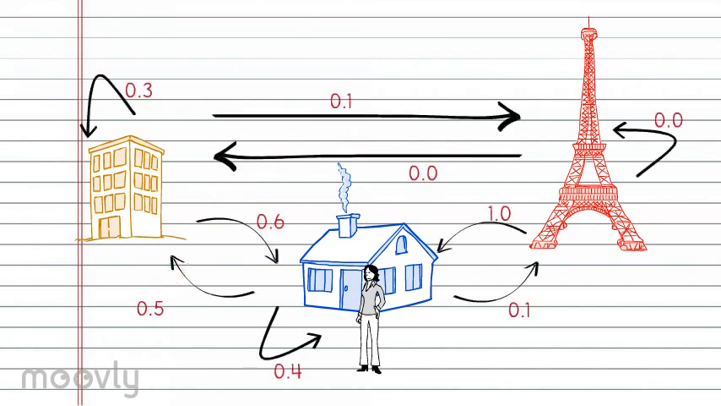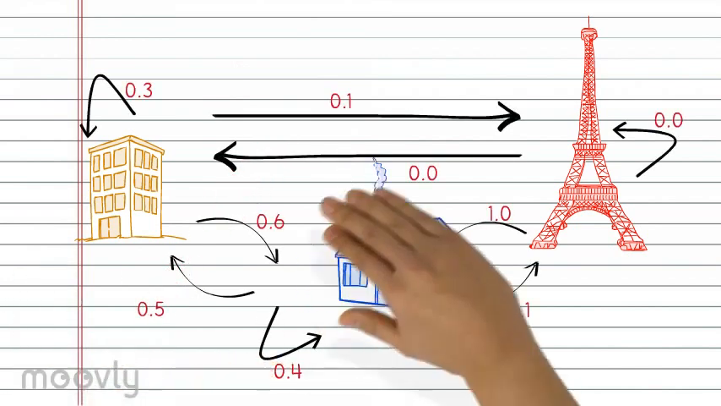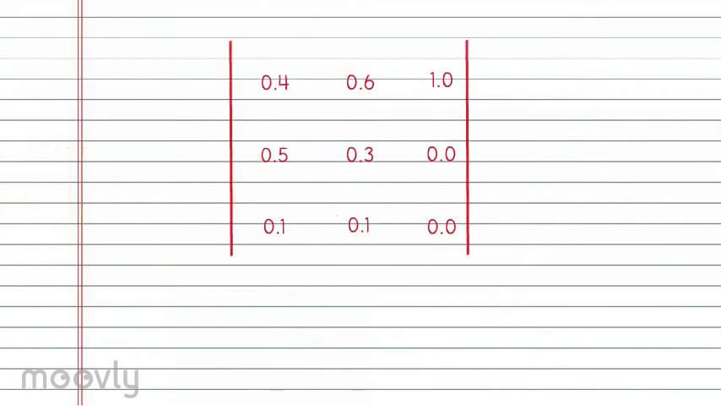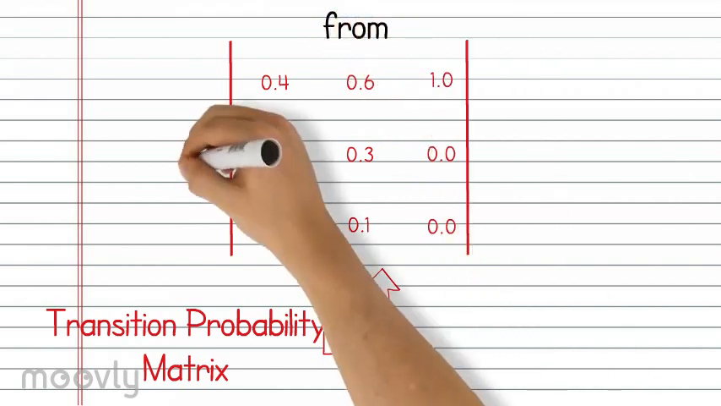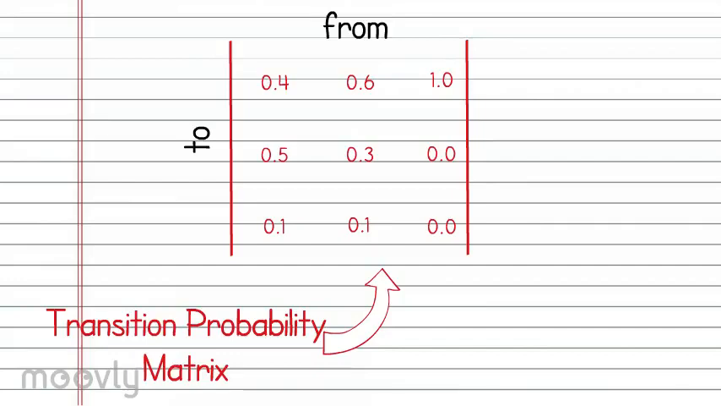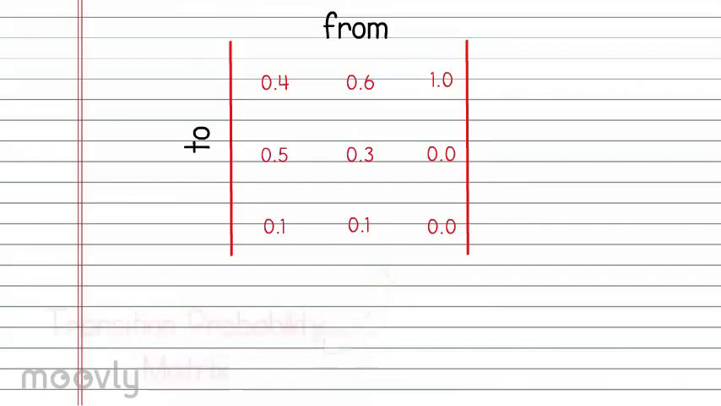Typically, our transition probabilities are entered into a transition matrix. Notice that each of the columns of the matrix represents the state Romy came from, and each of the rows represents the state she is going to. Using this matrix, we can compute all sorts of useful quantities. So how do we use it?